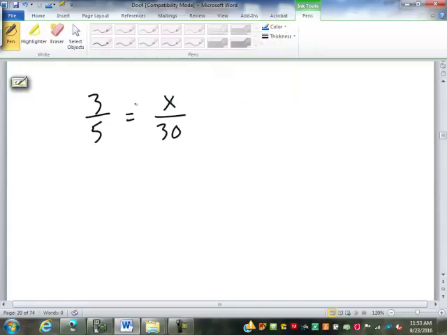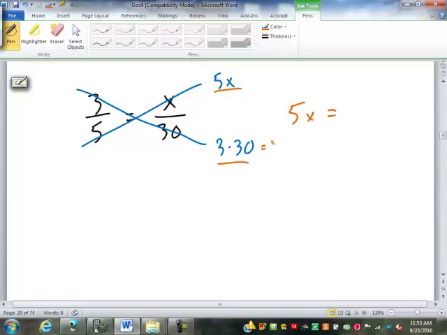Here we're missing the x, so we are going to cross multiply. The 3 and the 30 are diagonal to each other. But technically, we should multiply the other diagonal as well. 5 times x, which is 5x. And the way the math works is those two diagonals must be equal, those diagonal products. So the 5x must equal 3 times 30 is 90.